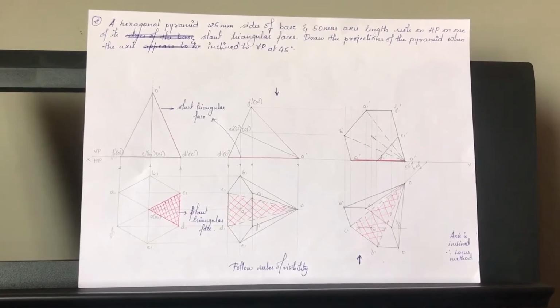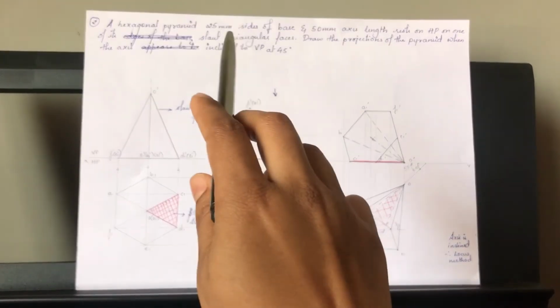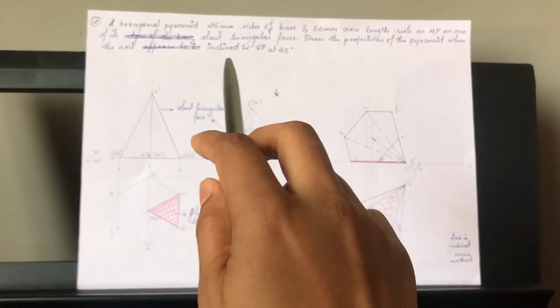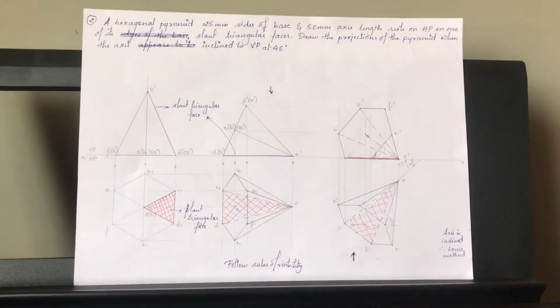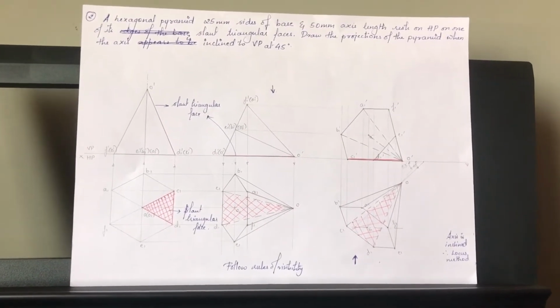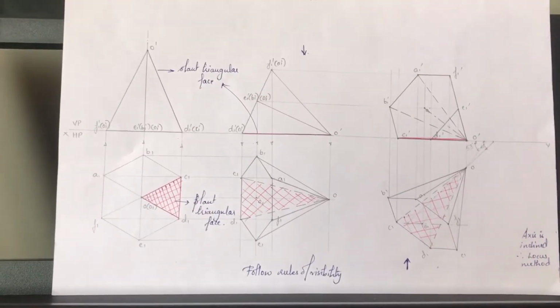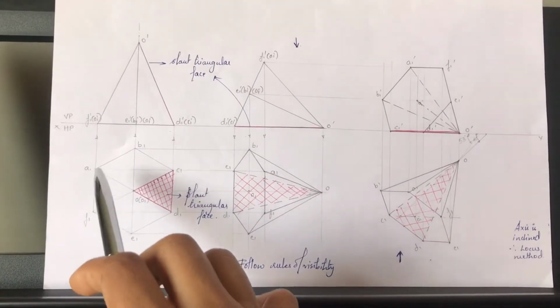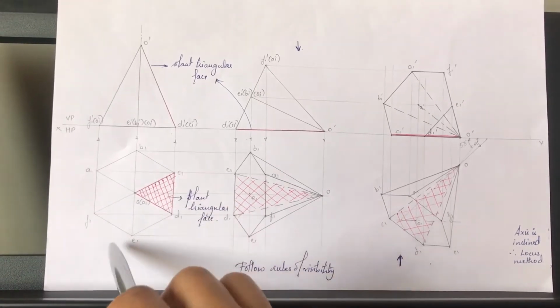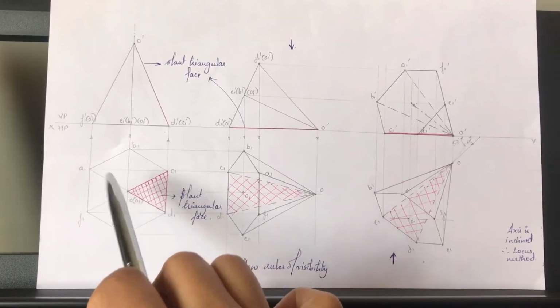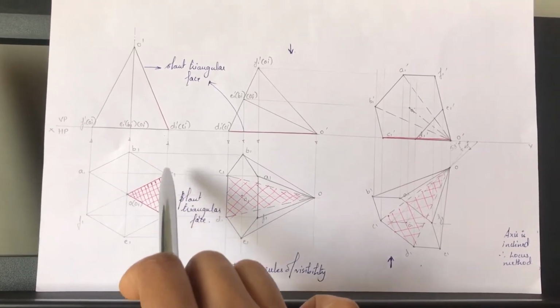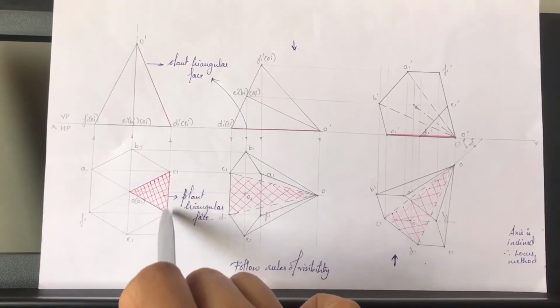So here the example is with respect to the slant triangular faces, one of the slant triangular faces on which the pyramid is going to rest. So initially when you start solving the problem, first I've considered a hexagonal pyramid. First I'll draw the hexagon in its top view. How do I draw this? It has to be resting on the edge position.